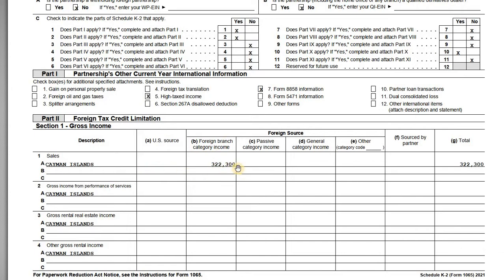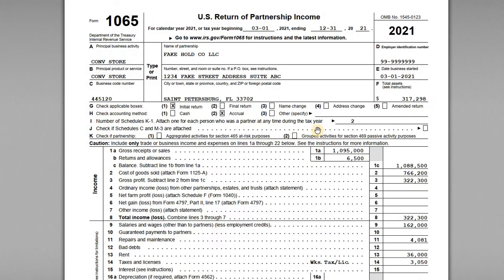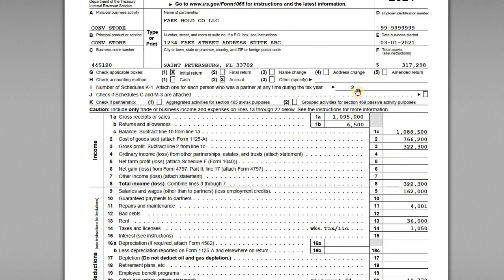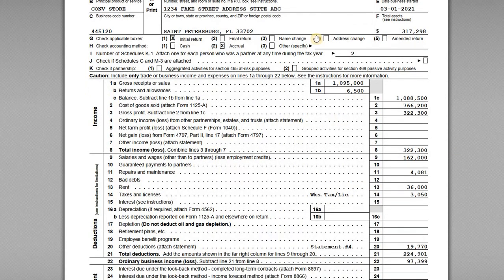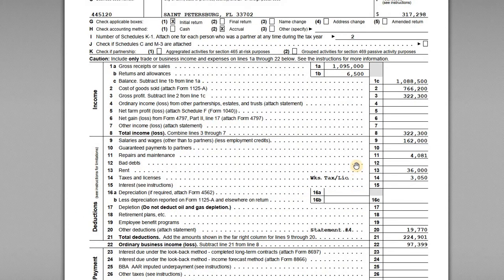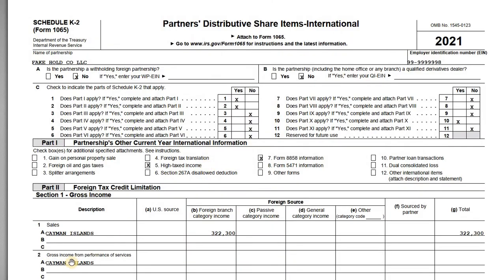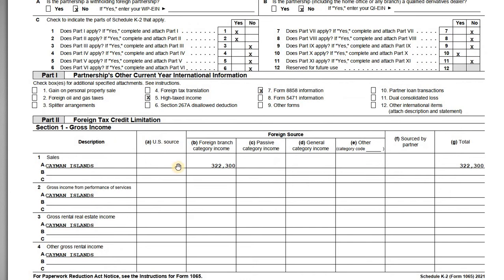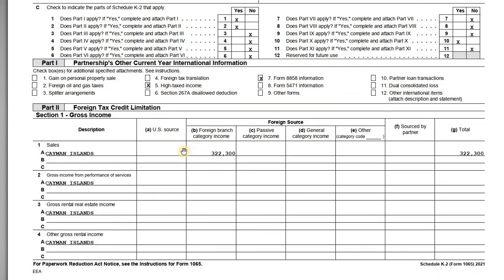So the trader business activity that we would see on page 1, let me jump up to page 1. So this is what we're talking about. This trade or business activity here, all of this is foreign branch category income or loss. And so that's why it's being reported in the foreign branch category column. So if I jump back down to Schedule K-2 here, the net sales income, right?